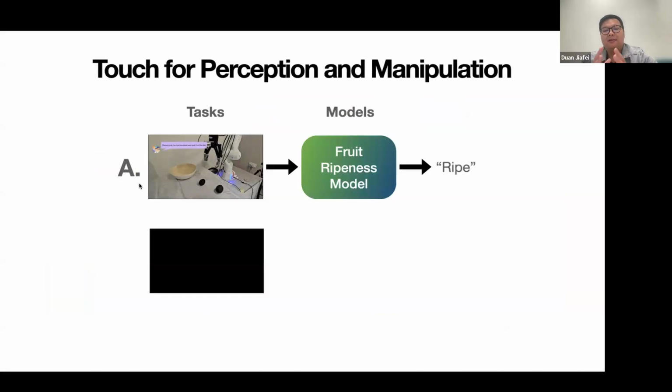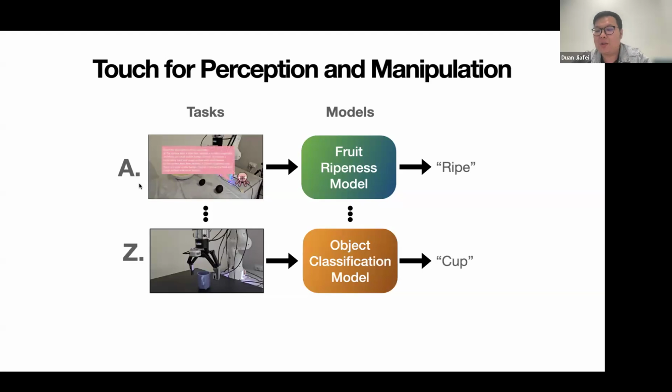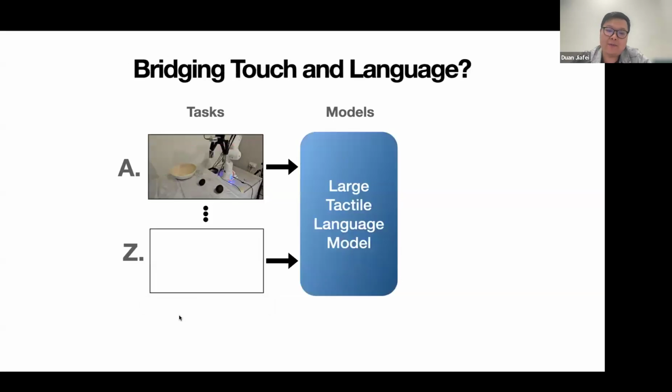So if you look at the traditional way of doing this, you have a task, you collect a bunch of tactile images, you label them, and then you train a classification model to predict whether this tactile image is, say, right. And then you train multiple of these object classification models, and every model requires specific data. So that's really hard to generalize to a large scale of different objects.